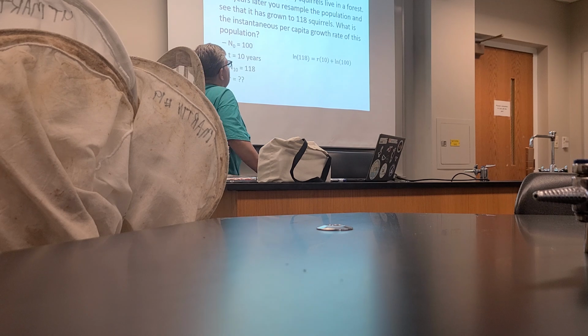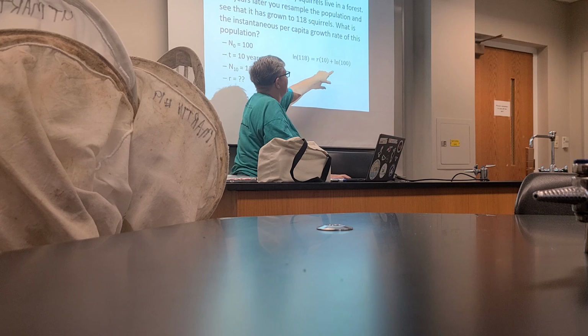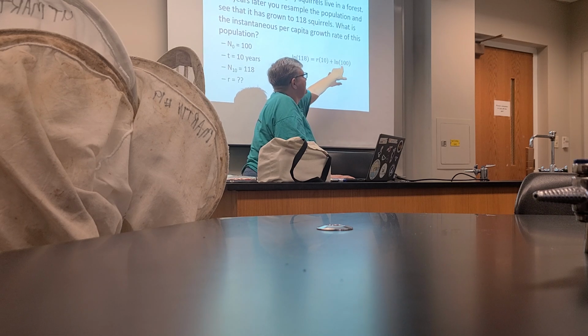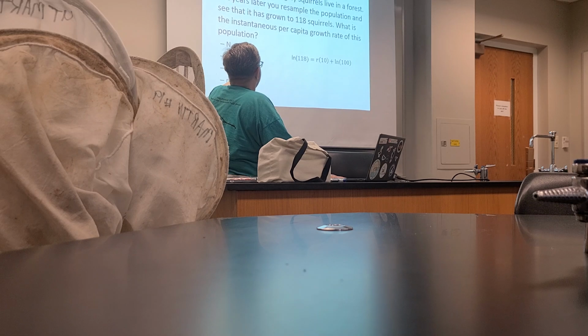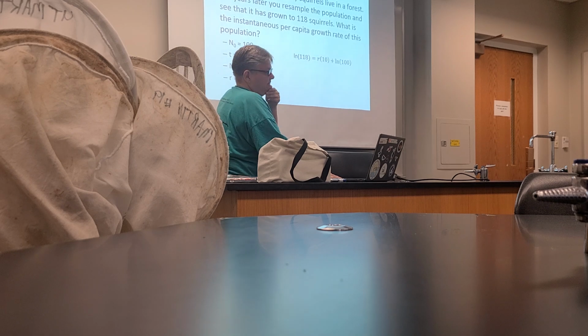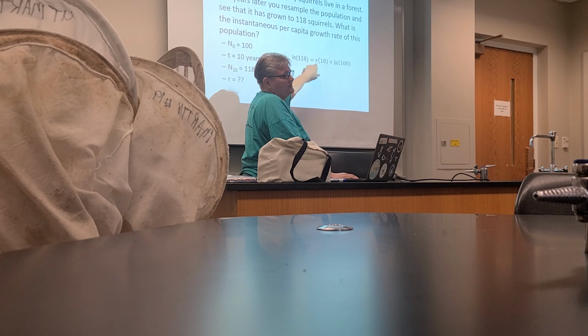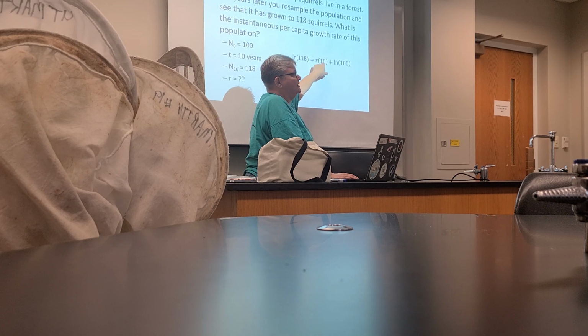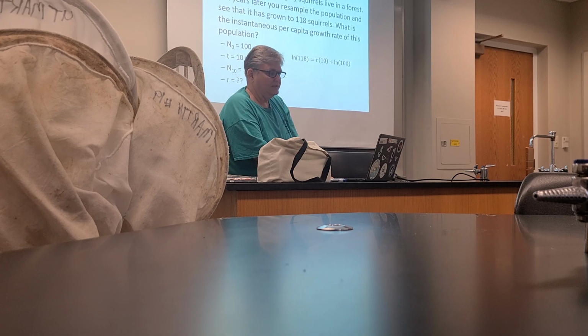Okay. And so now we can just poke things into our formula. And so n sub 0 is 100. That's also our intercept. So the natural log of 100 is right there. We know at 10 years, the population size is 118. So n sub 10 is right here. So natural log of 118. We don't know r. That's the only thing we don't know in this formula. But we do know t, and t is 10. All right. So what should we do first?